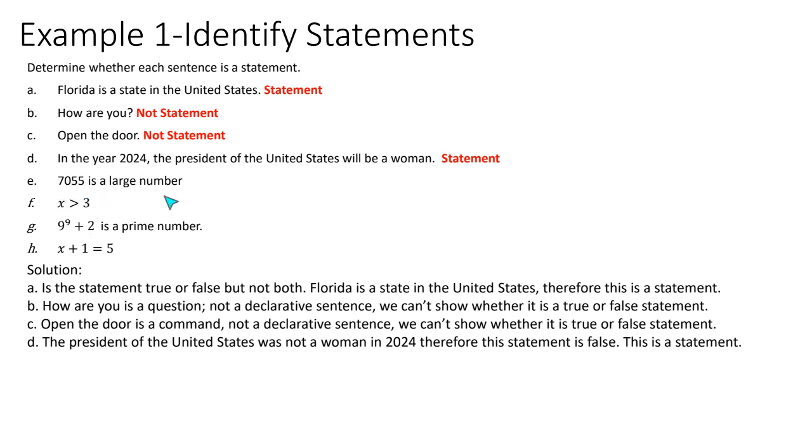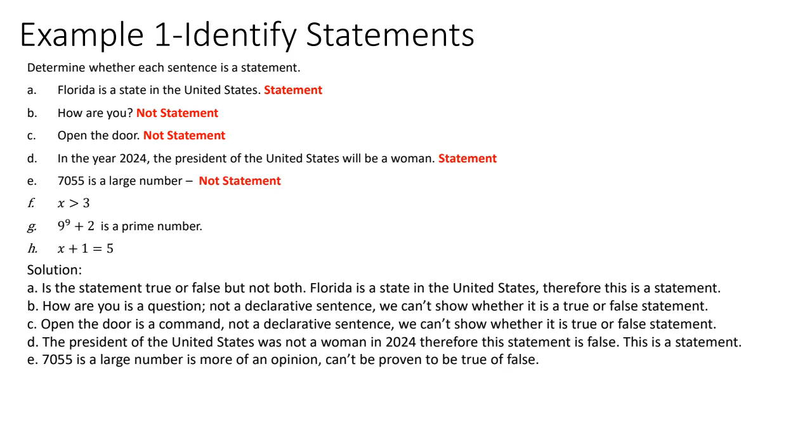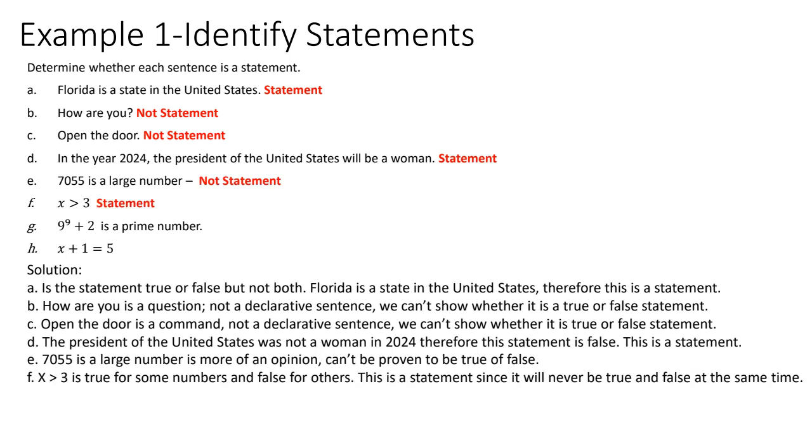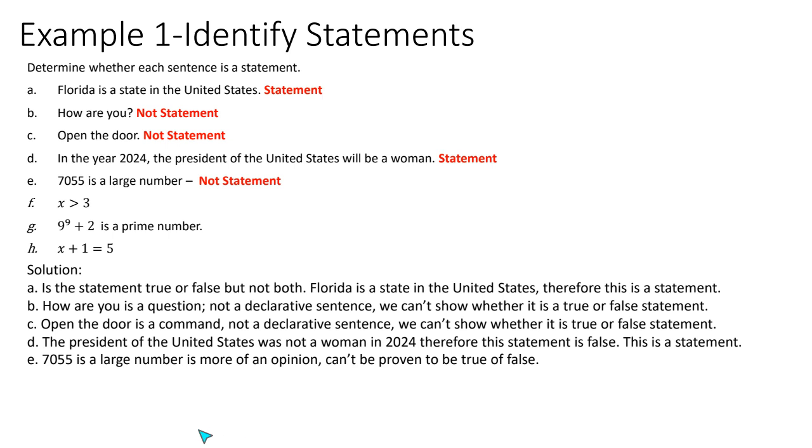7,055 is a large number. To some of us, that is large, right? But for other people, this might not be a large number. So I cannot say that this is true, and I cannot say that it's false, because it's not a clear statement, right? So it's not clear whether it's a large number or not. Okay, let me go back one. So it's more of an opinion, so it cannot be proven to be true or false. So this would be not a statement.